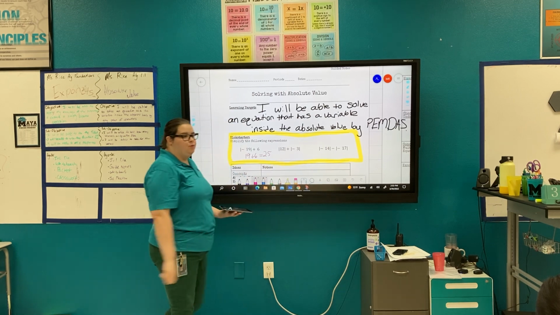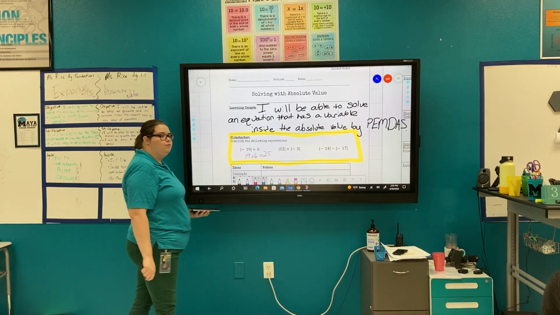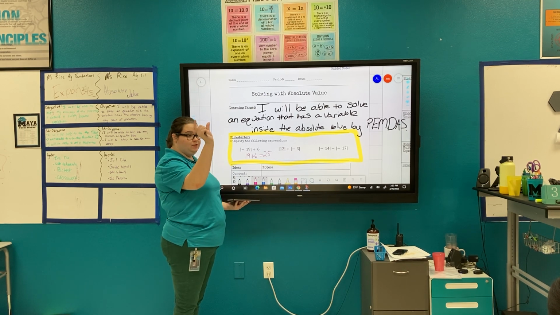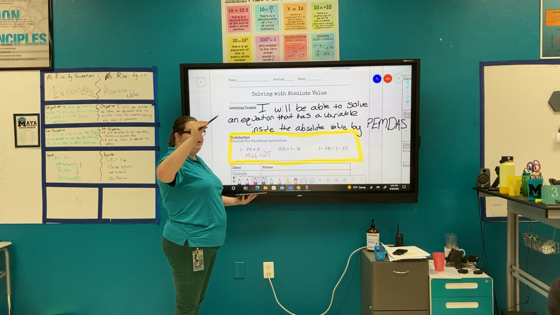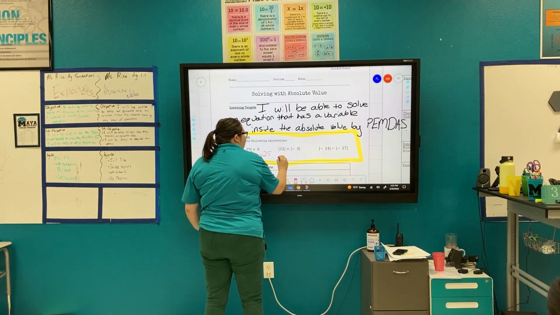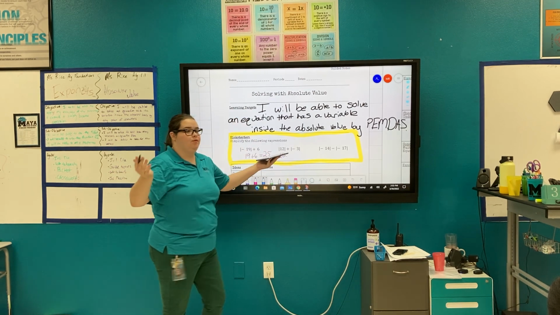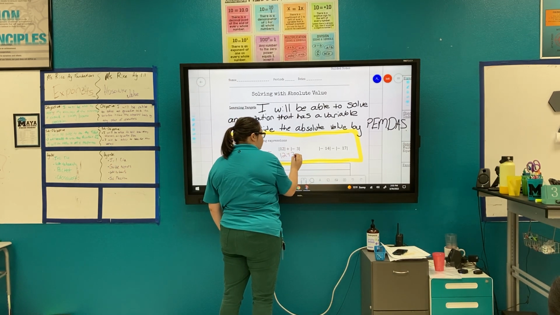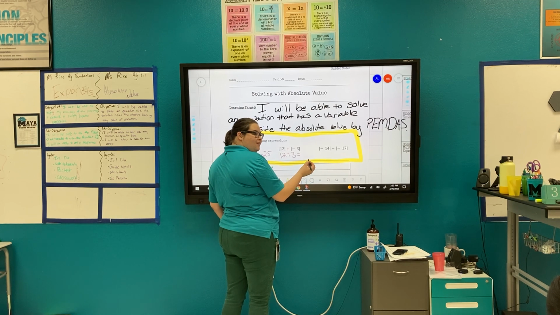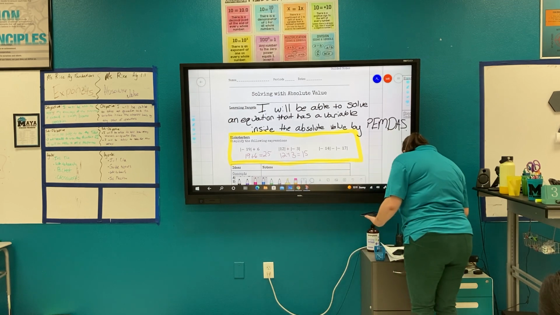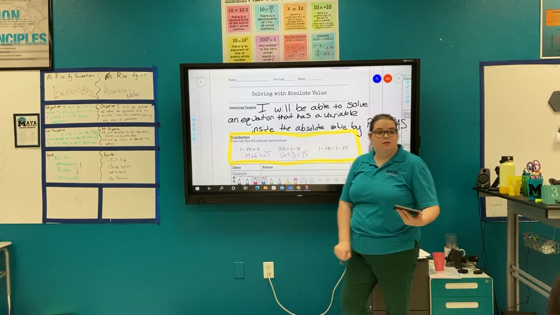Our next volunteer is Victoria. What is the absolute value of 12? The absolute value of 12? Yep. So, we're talking about the distance on a number line, right? So how many spaces are in between 12 and 0? Okay. And how many spaces are in between 0 and negative 3? So what is 12 plus 3? That is 15. Good job.